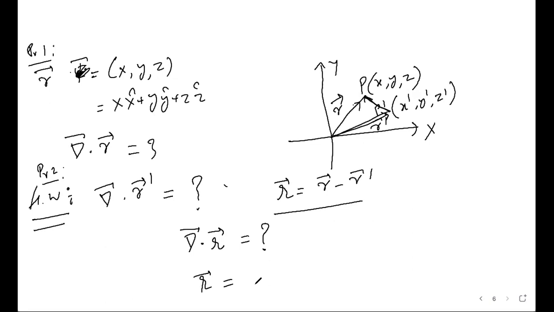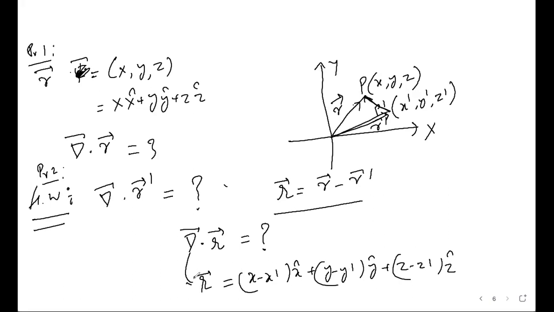So x minus x dash plus y minus y dash plus z minus z dash. It's x cap, y cap. Right. Now, since you have defined the vector r, I just want you to calculate this thing, right?